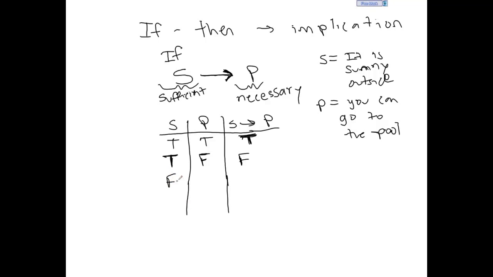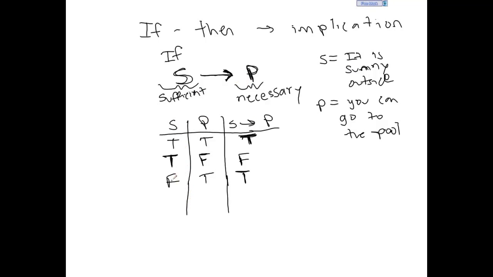Okay, well, this is where it gets a little bit more interesting. What if the sufficient doesn't happen, but you do get to go to the pool? What does that say about the implication? You might say that it's false, but it's actually true. And the way I like to think about this is your parents didn't lie to you. They just said, if it is sunny, if this happens, then you definitely get to go do this. They didn't tell you what will happen if it isn't sunny outside. They just said, if sunny happens, then you get to go to the pool.